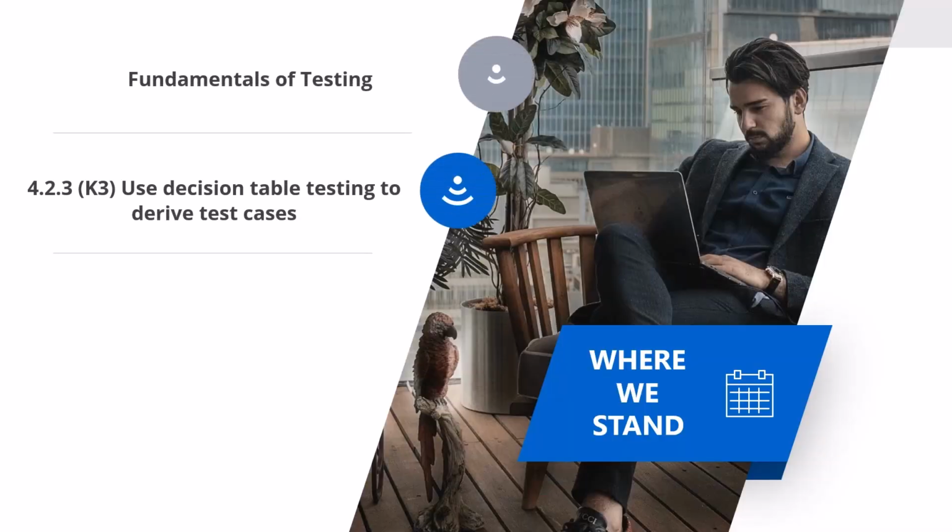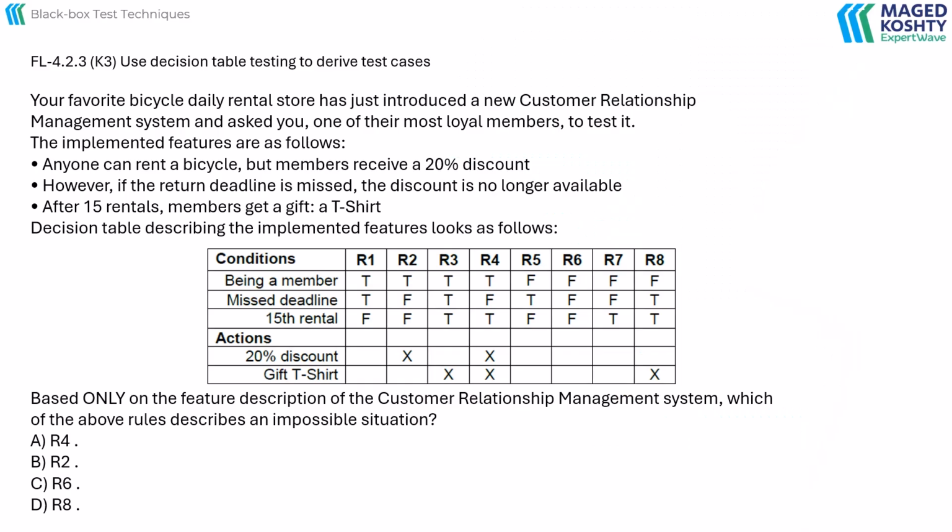Foundation Level Objective 4.2.3 K3. Use decision table testing to derive test cases. You will get a question about decision tables.